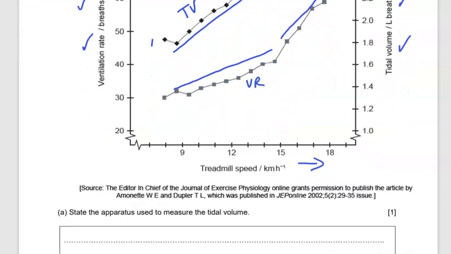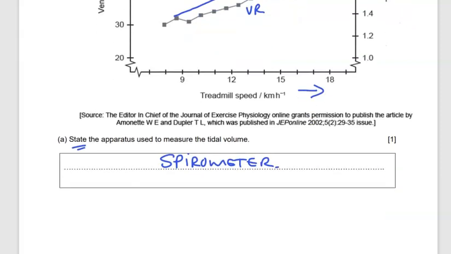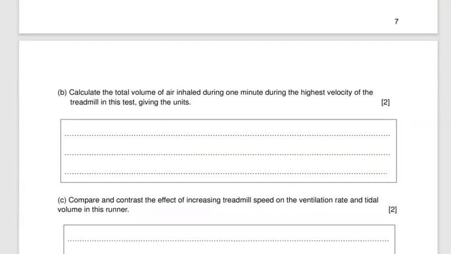Let's take a look at the first question. This is a state question, so we probably just need to give a name. State the apparatus used to measure the tidal volume. Okay, so this will be a spirometer. They come in all shapes and sizes, and hopefully you've had a chance to see some of those in the laboratory, and we'll see some later on during the course as well. So that question is out of the way.